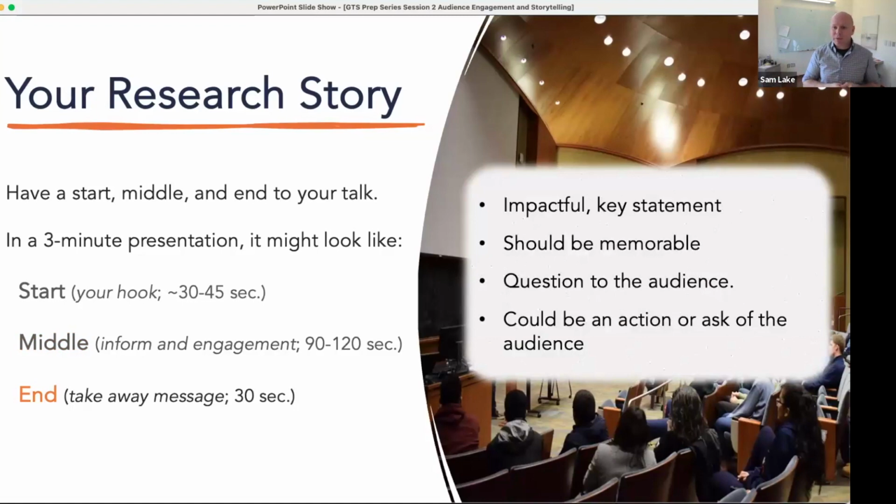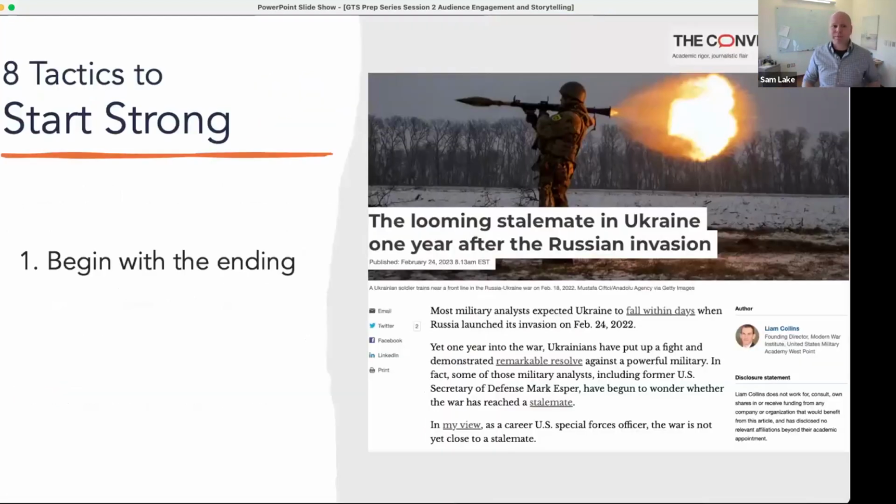It can be something really memorable, a catchphrase, a jingle, something like that, that just helps them remember what the key point was. And of course, I already highlighted the fact that it can be an action. It can be something that's actually inspiring your audience to do something now that they've learned about your research.